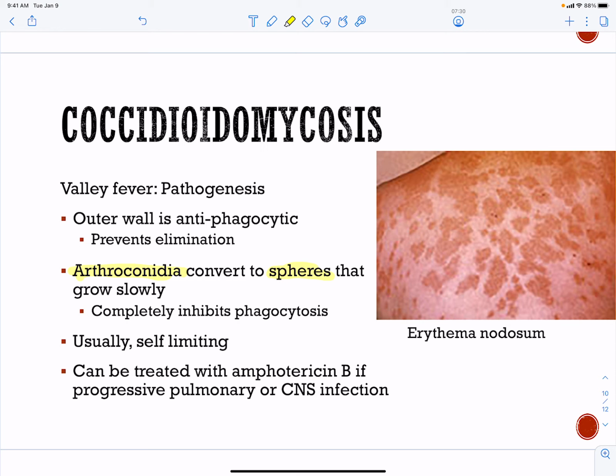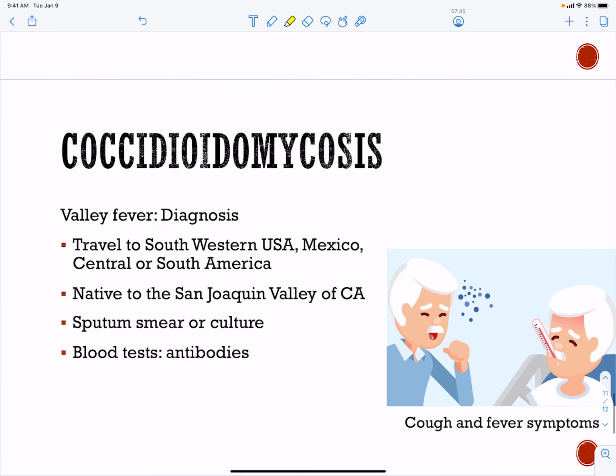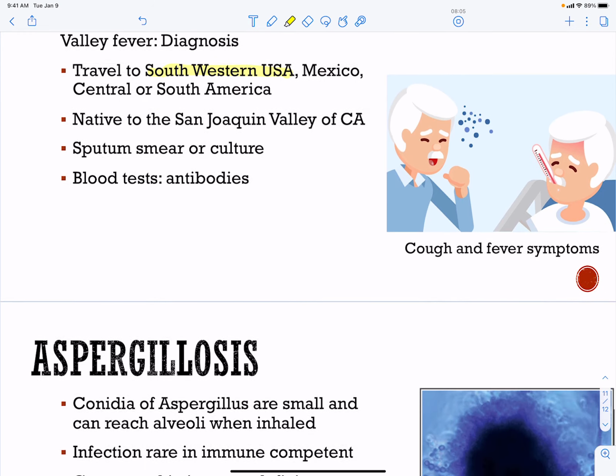Now again, your immune system will usually clear these infections. It can be treated again with some antifungals. However, you can get dissemination of this to the skin, as shown here with erythema nodosum. Valley fever is found in the southwestern United States, very dry, very warm climates, Mexico, and Central and South America. It is native to the San Joaquin Valley of California. You can use smears, cultures, or blood tests in order to diagnose coccidioidomycosis.